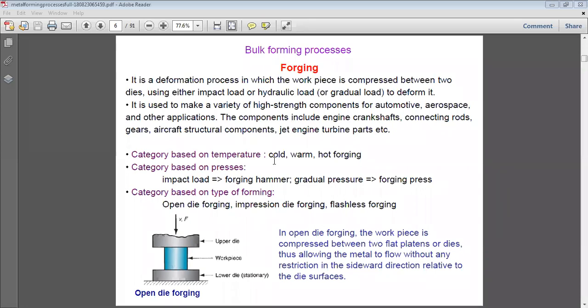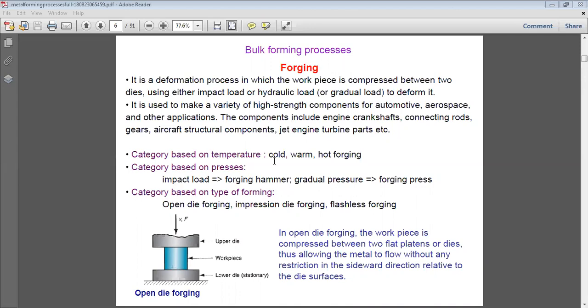Then categories based on temperature, that is on the basis of temperature it has been divided into three categories that we have discussed earlier also. That is cold forging, warm forging and hot forging. So the difference only lies in the temperature range. In case of cold forging, it is done at room temperature. Then warm forging is done above room temperature but below recrystallization temperature. And in case of hot forging, it is done above the recrystallization temperature.